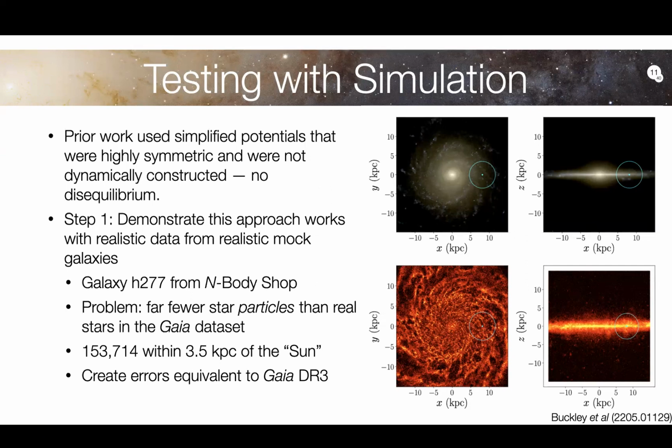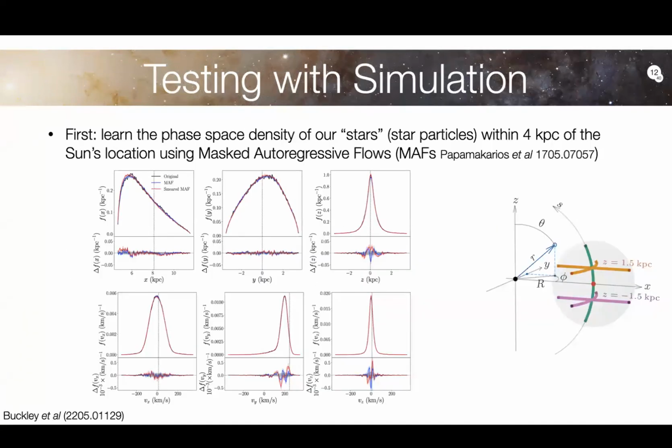And there are only 154,000 stars within this sphere, which is a tiny number for this problem. Usually when you're trying to do a Jeans analysis, you would not use this few stars, and we actually ran into a lot of trouble trying to match the Jeans analysis onto this, because they don't really work that well with that few stars.